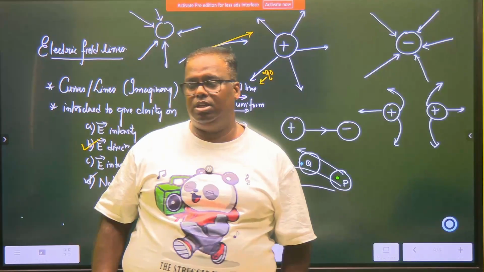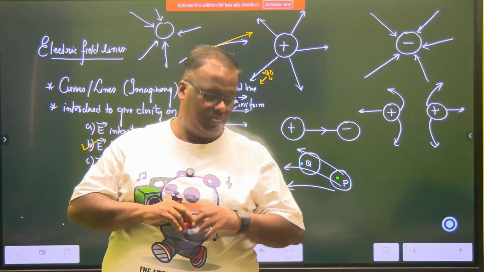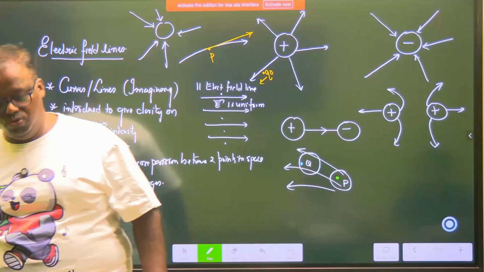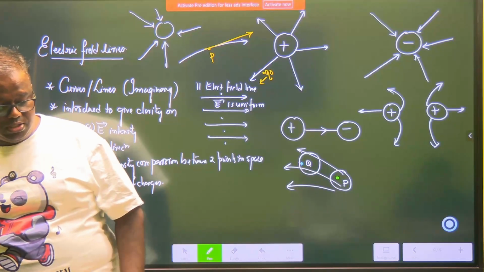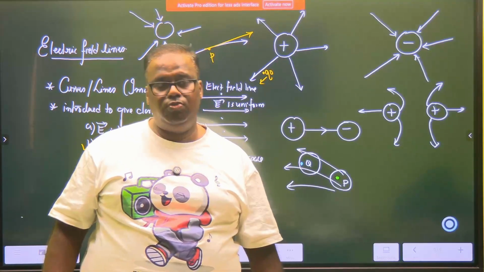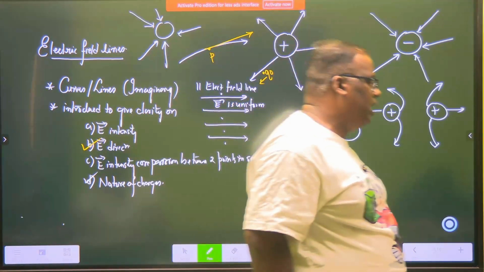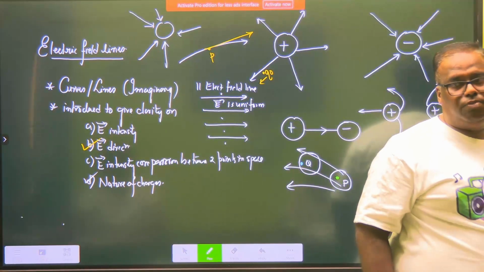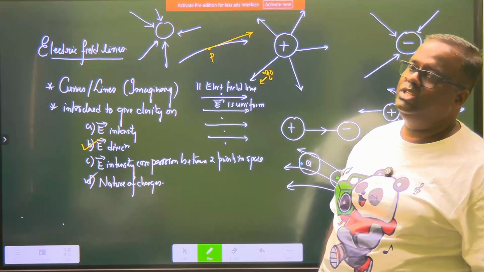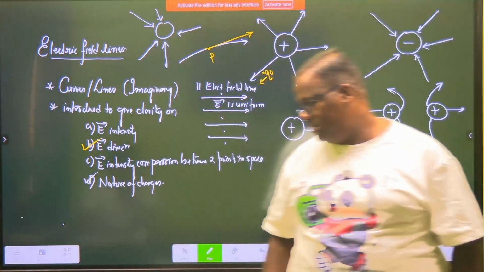Do not form any closed loops. Next point, equidistant field lines represent uniform electric field. Equidistant field lines represent uniform electric field, and vice versa. That means if they say that this region has uniform electric field, then your sketch should show equidistant field lines.